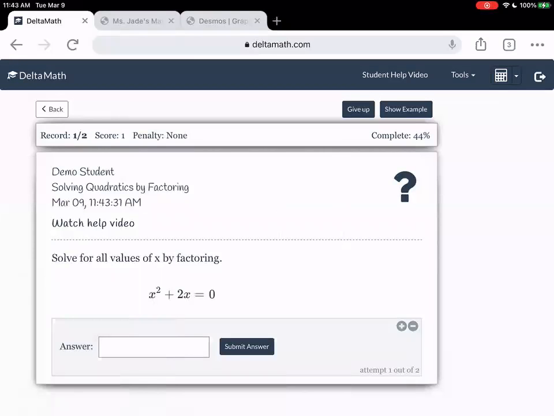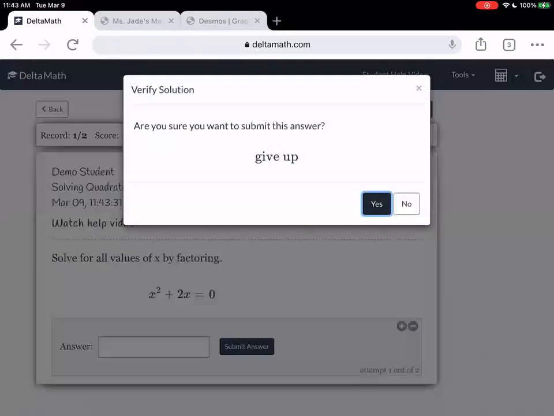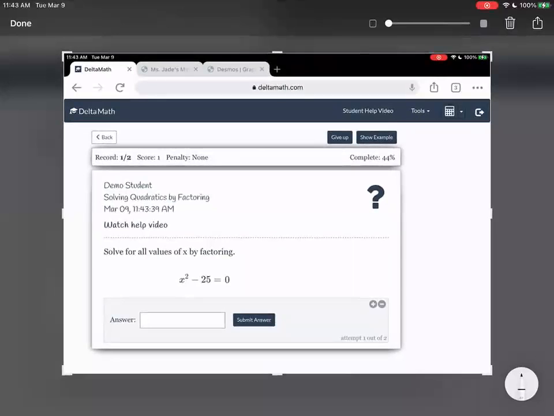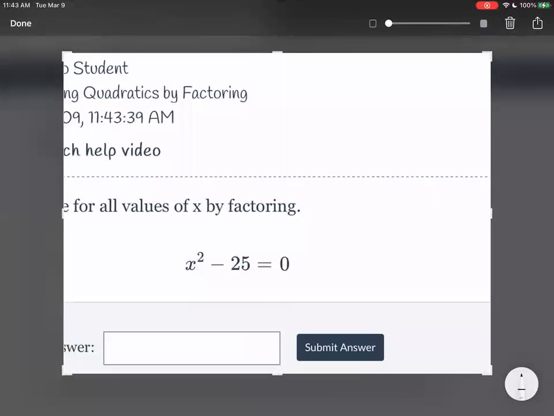Next one. Actually, I don't want to do this one because it's too simple looking. I'm going to do a more complicated one. Actually, yeah, let's do this one. Okay, so solve for all values of x by factoring. So we have x squared minus 25 equals 0.